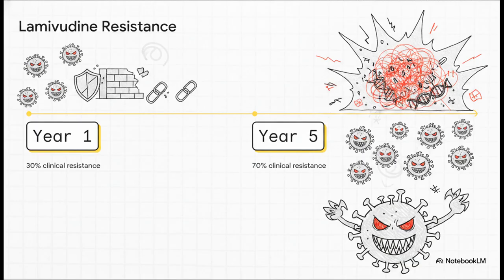It was the first oral HBV agent, but the virus learned to outsmart it incredibly fast. By year 1 of treatment, you're looking at a 30% clinical resistance rate. By year 5, a massive 70% resistance. We are practically selecting for mutant strains. This created a desperate need for higher barrier agents.